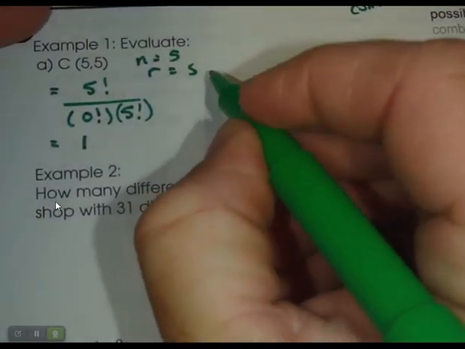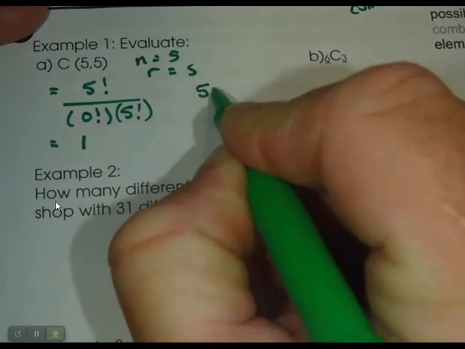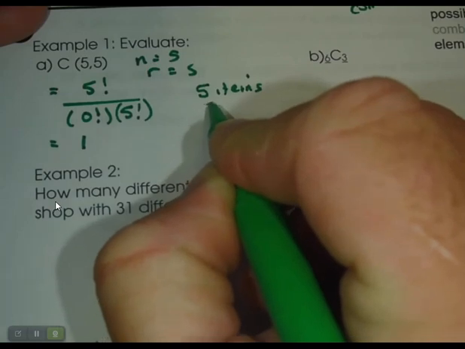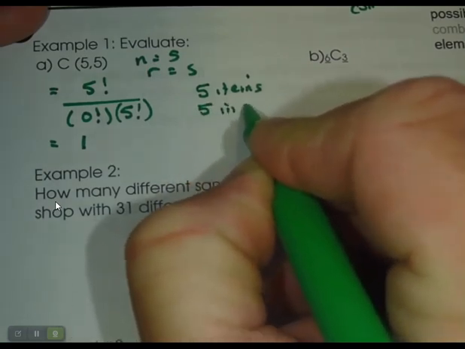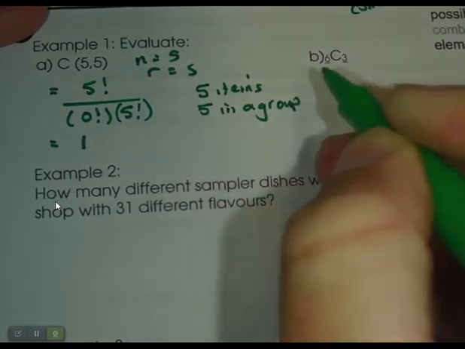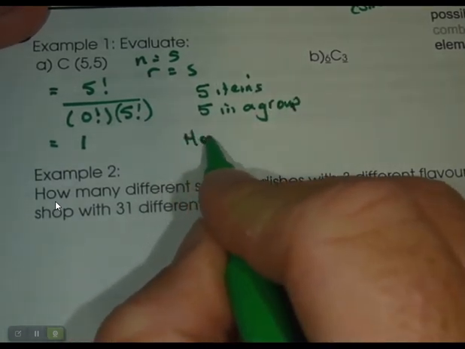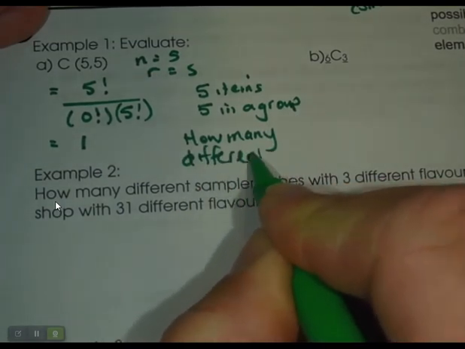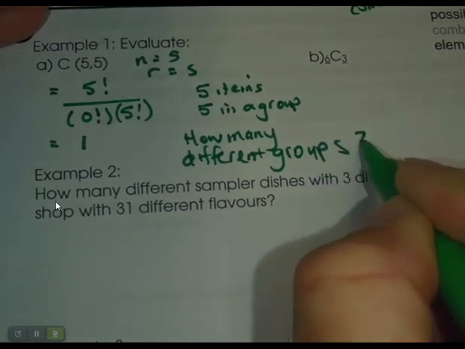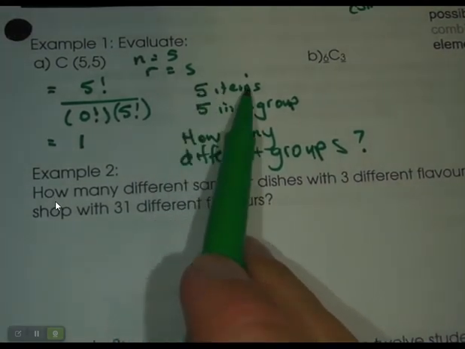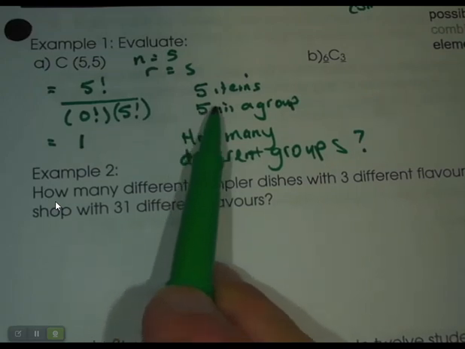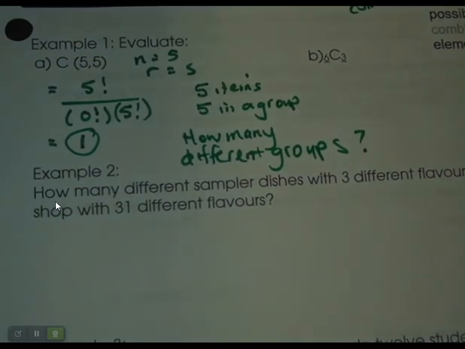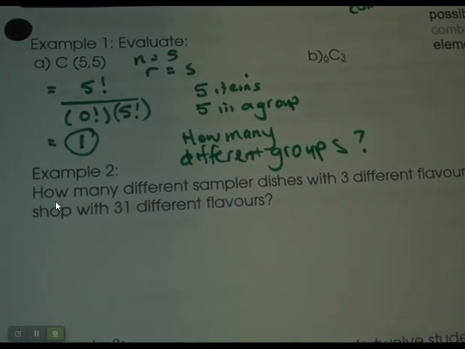What this really means is I have 5 items, and I have 5 in a group. The question is, how many groups can I make? That's the answer. If I have 5 items in a group, and I choose from 5 items, I can only make one group because all the items have to be there to use the group.